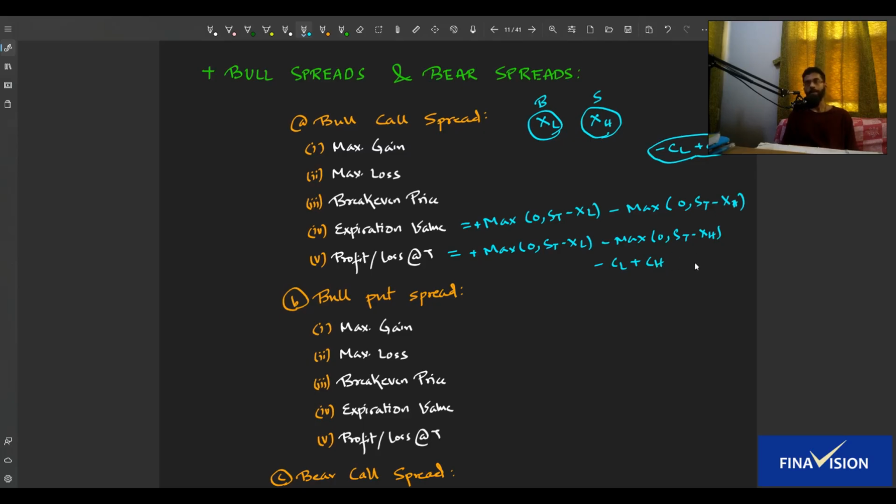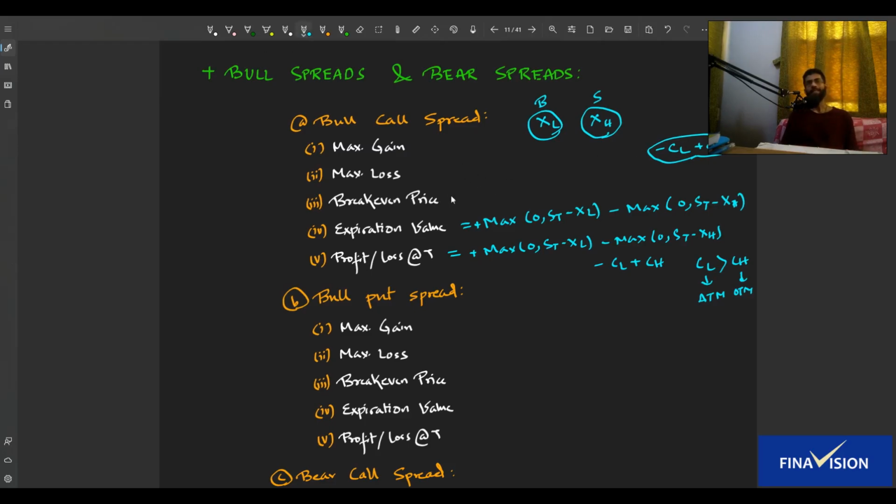And remember, CL is greater than CH, because CL is nearer to the money. You can say almost it is at the money, and CH is out of the money. So CL is greater than CH. Please remember that. Now we'll get into the break-even price, max loss and max gain. What is the break-even price, friends?